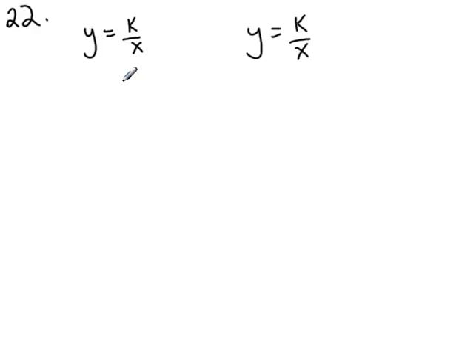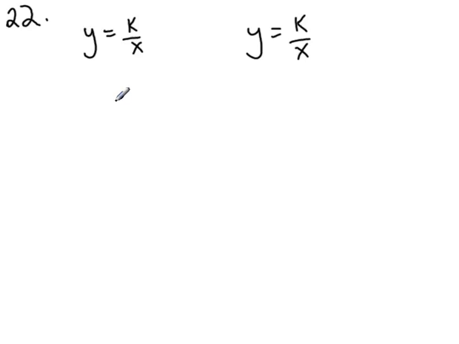Problem number 22 is an inverse variation problem. It says the price in dollars per barrel of oil varies inversely with the number of millions of barrels produced per day. If the price is $132 per barrel when 3 million barrels are produced per day, what is the price per barrel when 2.4 million barrels are used?